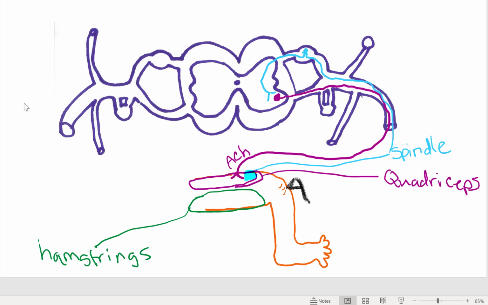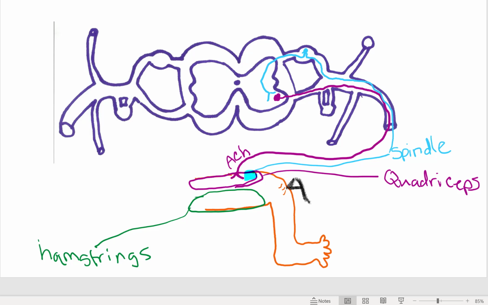What's that called again? Which one? What are you talking about? The single motor, where the spindle hooks back up with the original. You mean this area right here? Yeah. Well, that's a synapse. No, but you said it's called a monosynaptic reflex arc. That's what I was asking for. Thank you. Yeah.